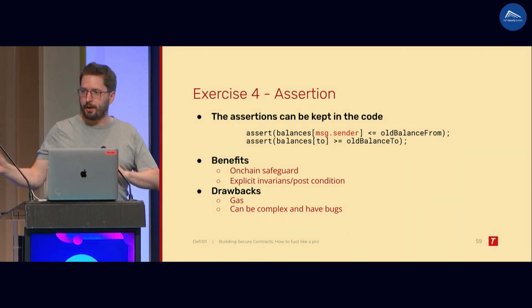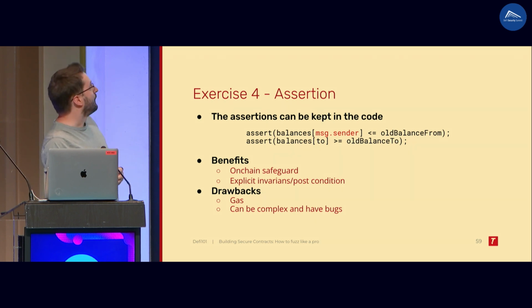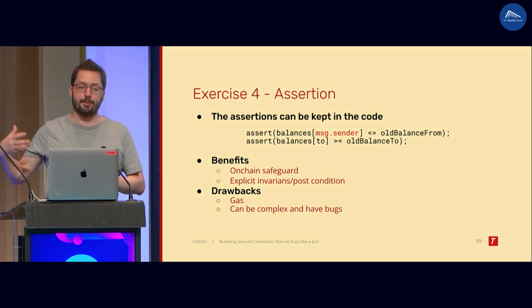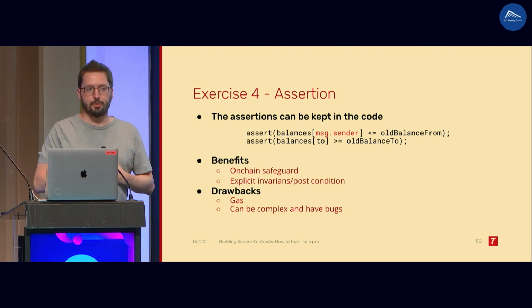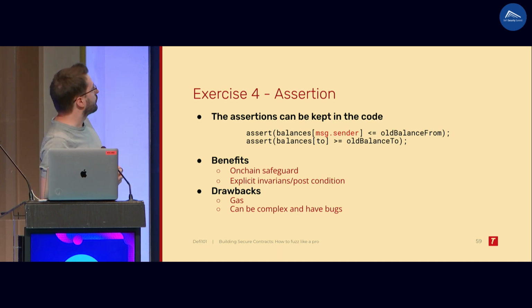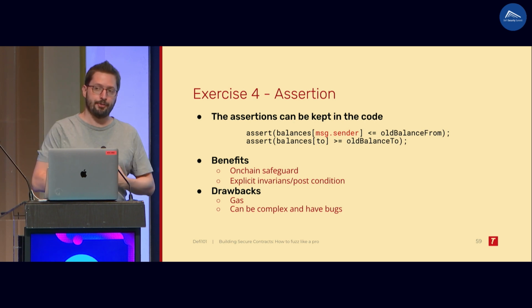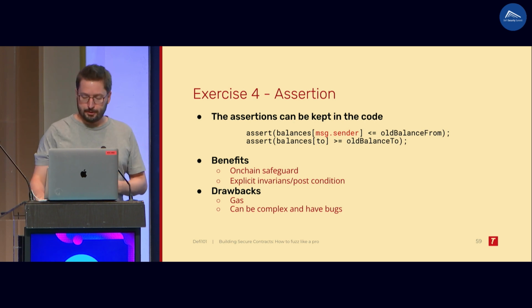I'm going to go a bit quickly because we are running out of time. One thing you can also notice when you use assertion is that you can keep the assertion in your code if you want additional on-chain safeguard. This will allow you to have invariant and post condition within your contract. It's going to cost more gas, and it can be complex enough to have bugs. So keep in your contract only assertions that you have strong confidence in, and for things that are not too complex.